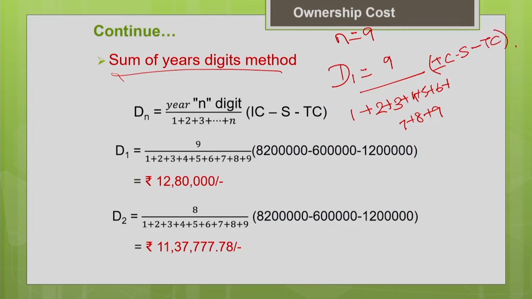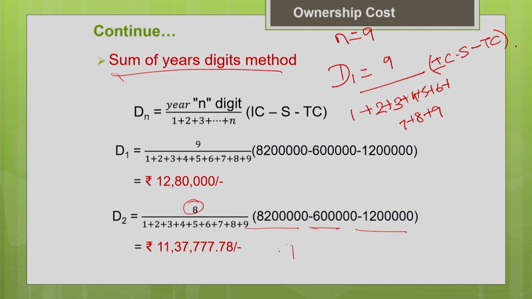Similarly, for the depreciation for the second year, the number of years left in the recovery period, counted from the beginning of the second year to the end of the useful life of the machine, is 8 years. So 8 divided by the sum of the years in the useful life, multiplied by your initial cost minus salvage value. Similarly, you calculate the depreciation for every year.